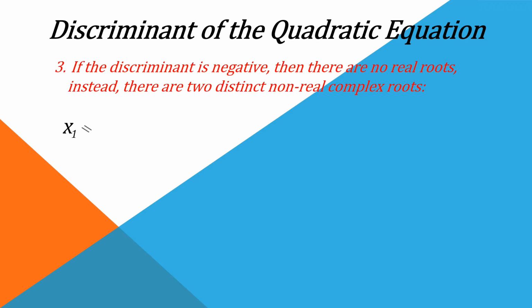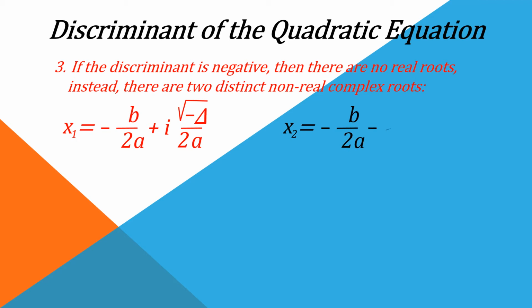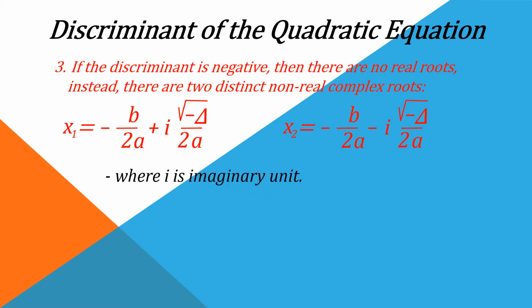x sub 1 is equal to negative b over 2a plus the imaginary number i multiplied by the square root of negative delta divided by 2a. And x sub 2 is equal to negative b over 2a minus i, the imaginary number, multiplied by the square root of negative delta over 2a. i in the two equations is the imaginary unit.